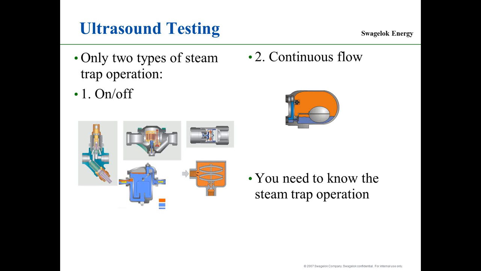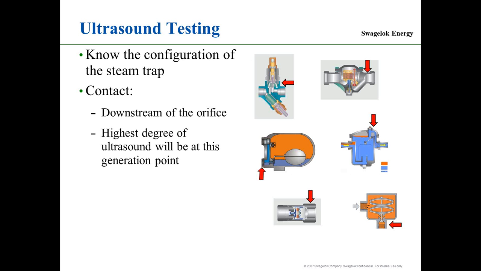So when you're getting ready to go out and test steam traps, one thing you must know is the operational design of the steam trap. You don't need to know the manufacturer. You need to know if it's thermodynamic, inverted bucket mechanical, or thermostatic. The other is the F&T, which is continuous flow. There are two different types of testing procedures. The next thing you need to know is the configuration of the steam trap. I always find this interesting because there are so many different types of steam trap configurations. What I want you to understand is where the discharge orifice is.